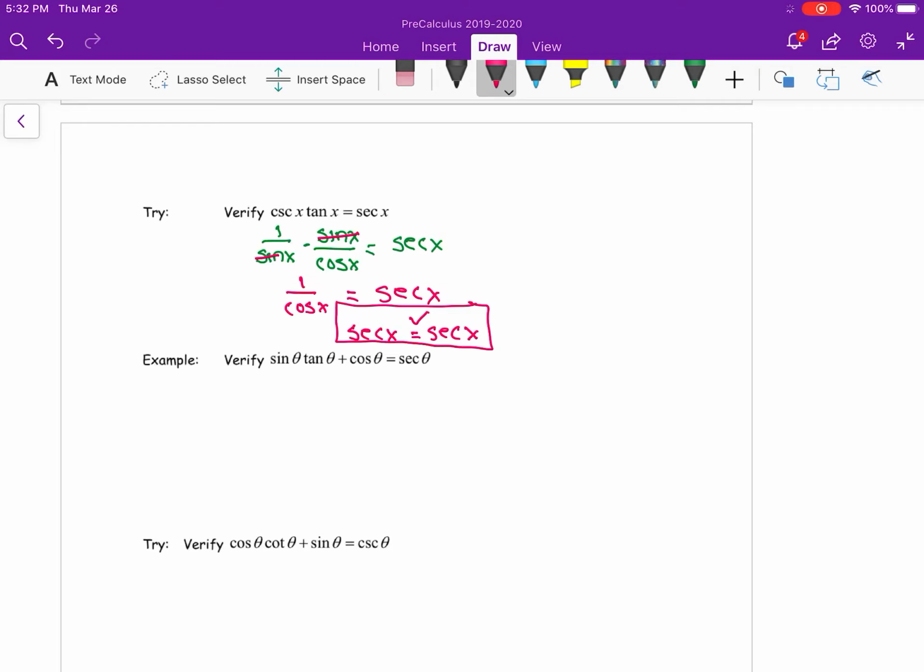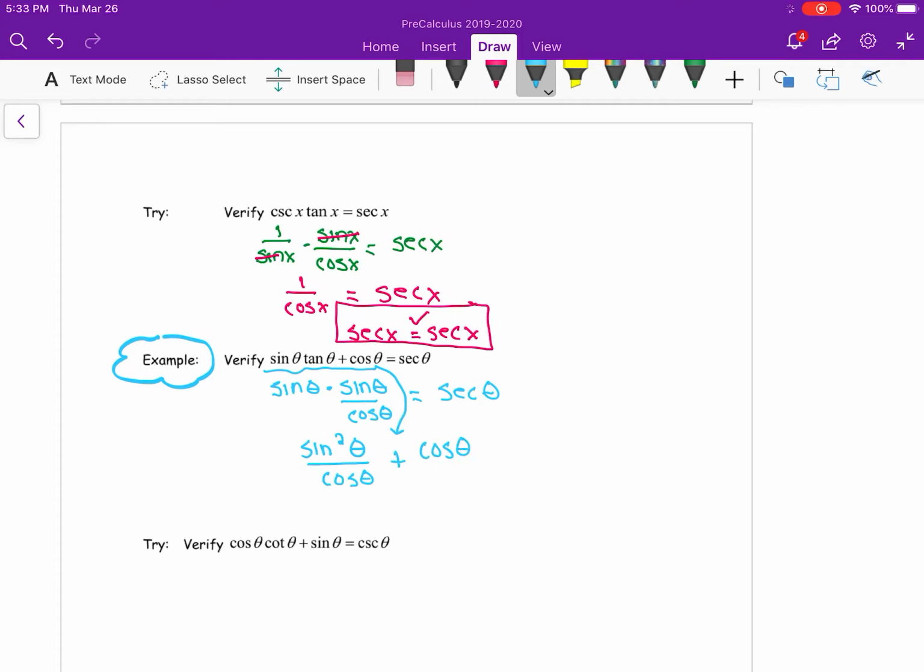We're going to verify in this example sine theta tan theta plus cosine theta equals secant theta. So we're going to start with the more complicated side. Tangent theta is sine theta over cosine theta, and we're trying to prove that that equals secant theta. So this gives us sine squared theta over cosine theta, sorry, I forgot this little guy right here, plus cosine theta. We're trying to prove that that equals secant theta.